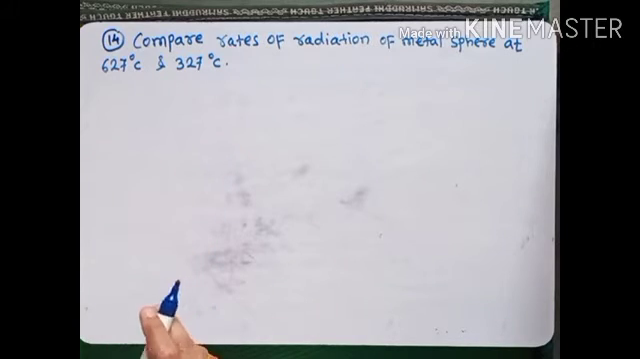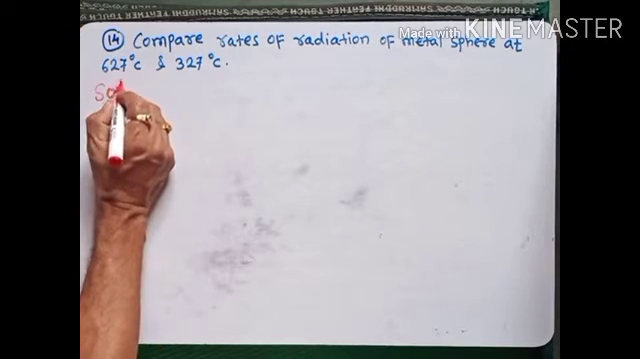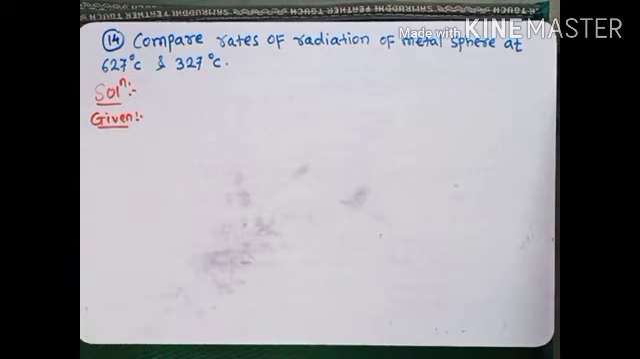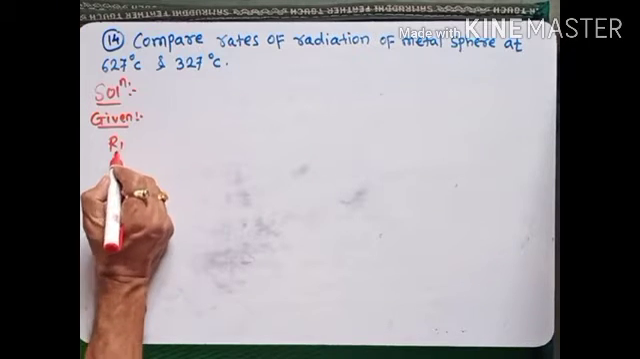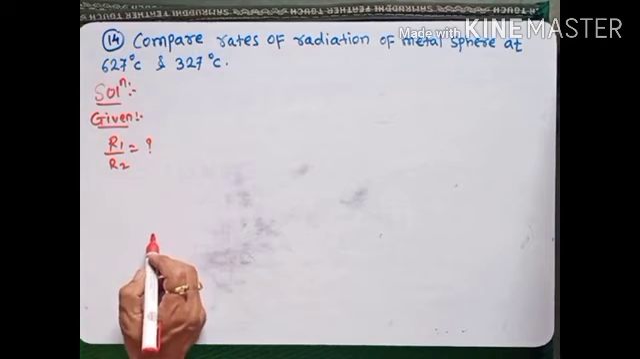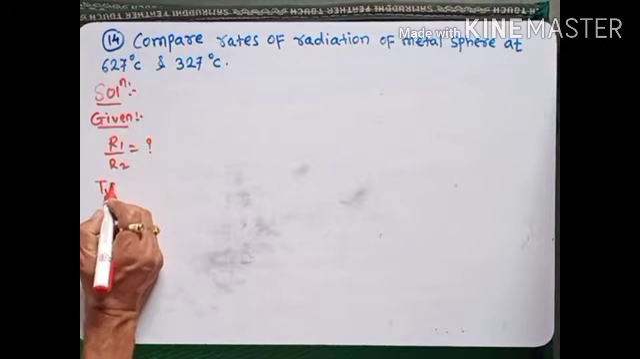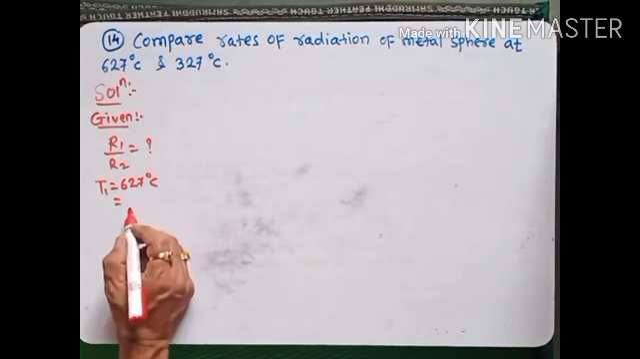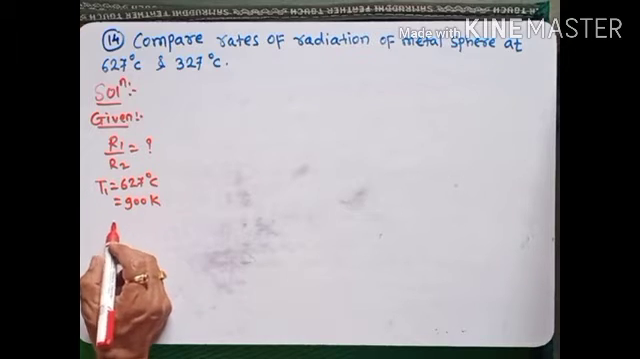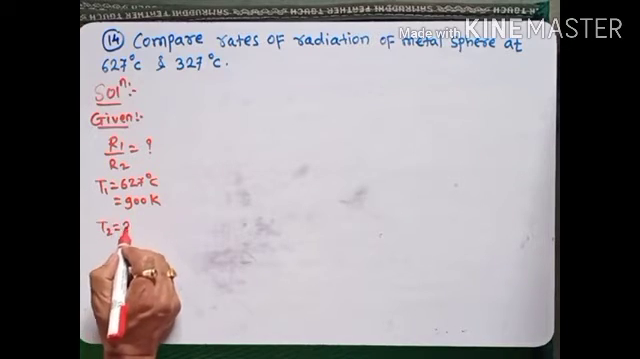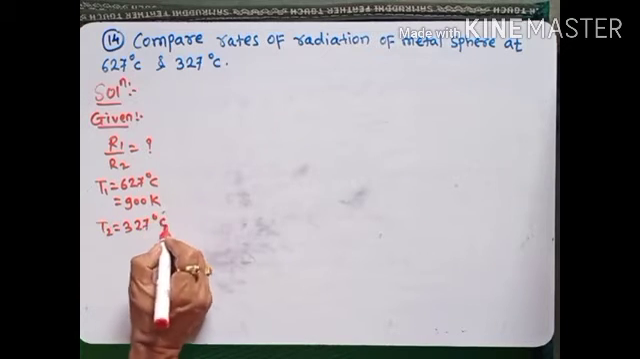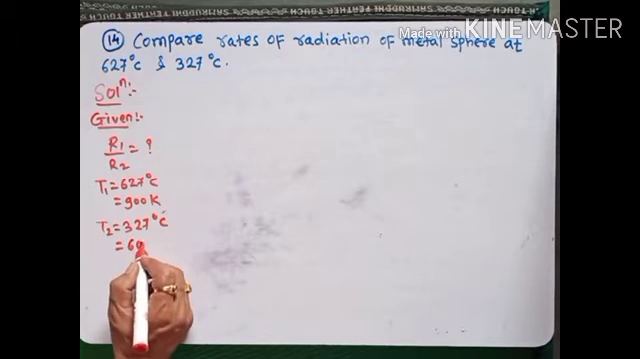Okay. Now we have to obtain the solution. We write here the solution. It is given, we have to compare the rates. That means we have to obtain R1 upon R2 equal to what? And you are given T1 equal to 627 degrees centigrade, we add 273, we get here 900 Kelvin, and T2 equal to 327 degrees centigrade, we add 273, we get here 600 Kelvin.